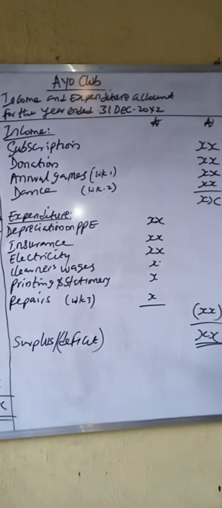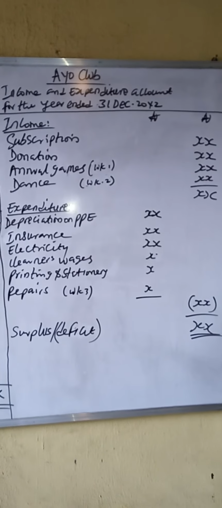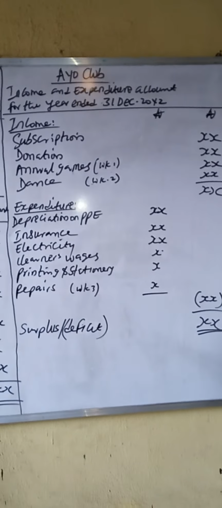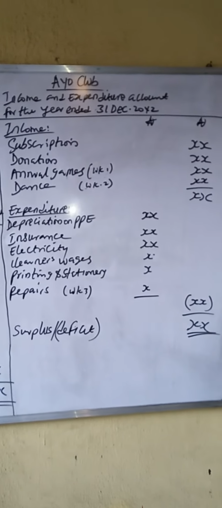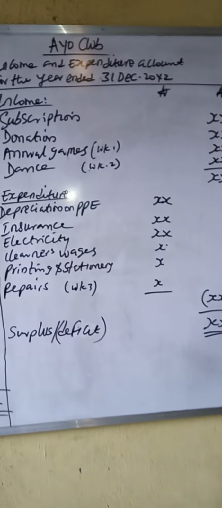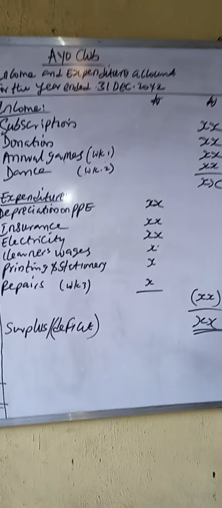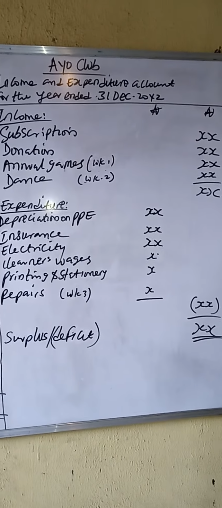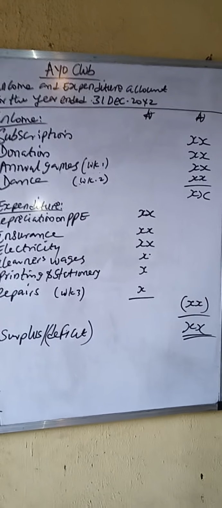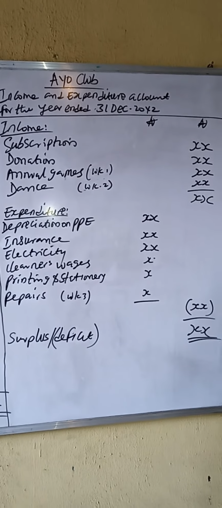Then we have donations. We have annual game, which is going to be the net income from annual game. Dance also net income. We have a total income from that. If there is a profit from trade or from the bar, we also bring the profit to this part altogether. The expenditure includes depreciation of property, plant, and equipment. Every equipment that is to stay beyond 1 year in the club as an asset starts to be depreciated based on the depreciation policy of the accounting department of the club.